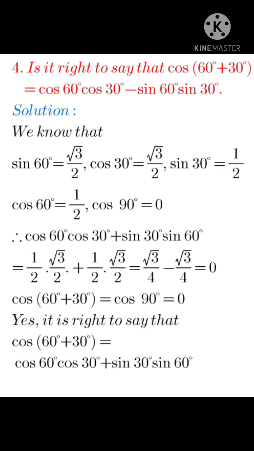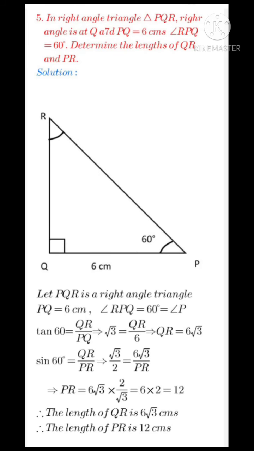Now cos of 60 plus 30 is equal to cos of 90, and that is equal to 0. So in both cases we are getting 0, hence it is right to say that cos of 60 plus 30 is equal to cos 60 into cos 30 minus sin 30 into sin 60. That is minus, it is not plus.